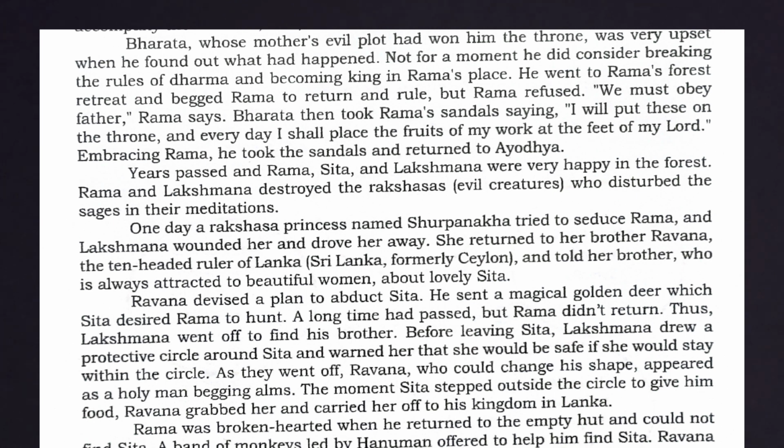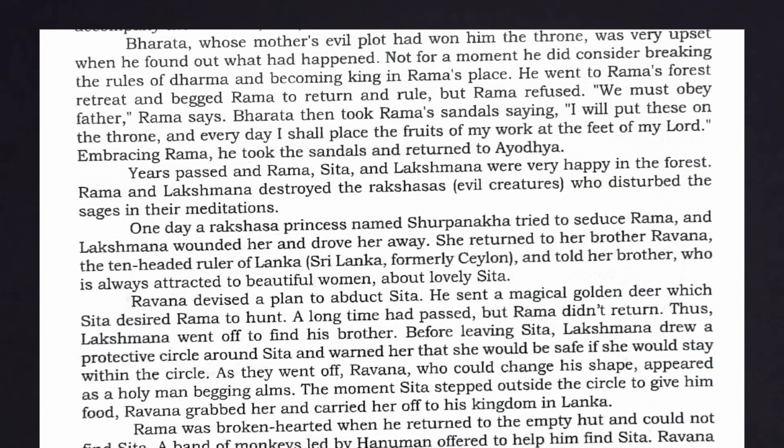Ravana devised a plan to abduct Sita. He sent a magical golden deer which Sita desired Rama to hunt. A long time had passed, but Rama didn't return. Thus, Lakshmana went off to find his brother. Before leaving Sita, Lakshmana drew a protective circle around her and warned her that she would be safe if she would stay within the circle.